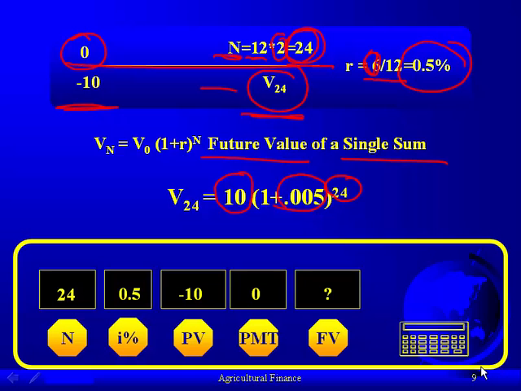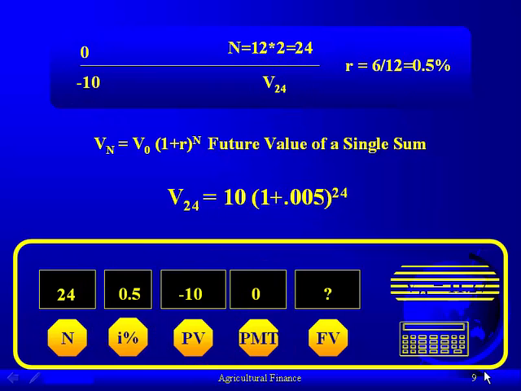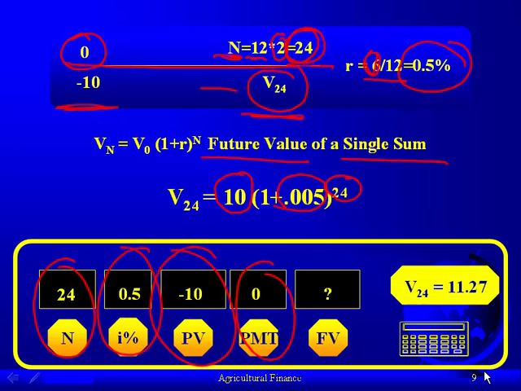So in our calculators, we would put 24 N, 0.5% I, $10 for the present value, zero out the payment, and compute the future value, and it comes out to $11.27. Now, the first question that I would ask is, if you plugged into your calculator 2 N and 6% I, would you get the same answer? The answer is no. And the next question is why not? Because if you compound monthly, what are you getting? You're getting interest on the interest quicker.